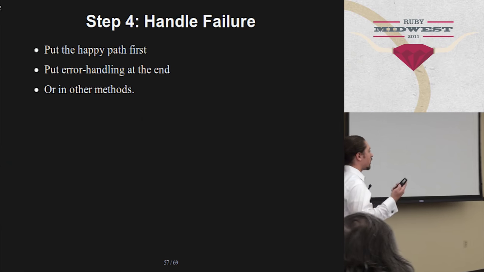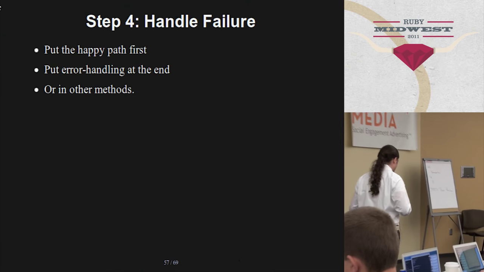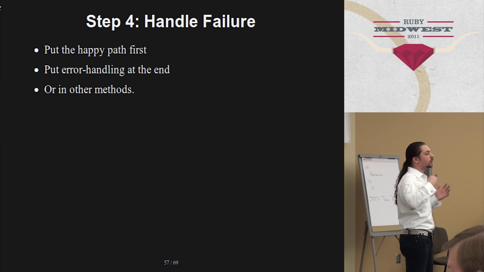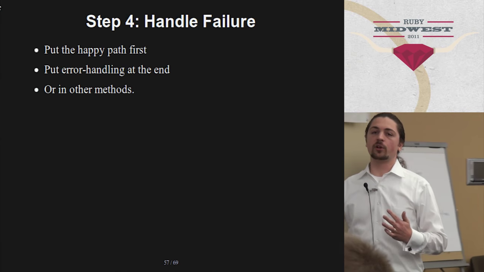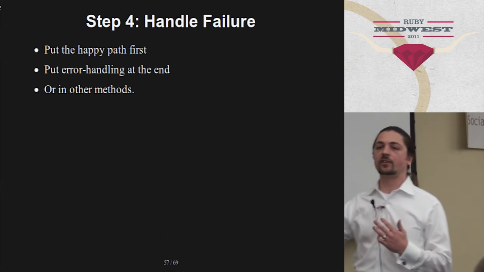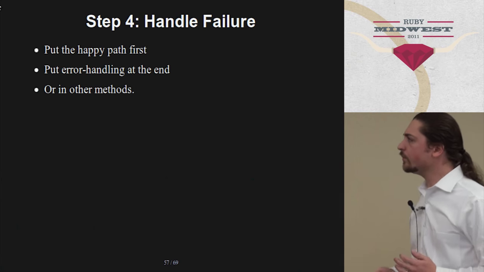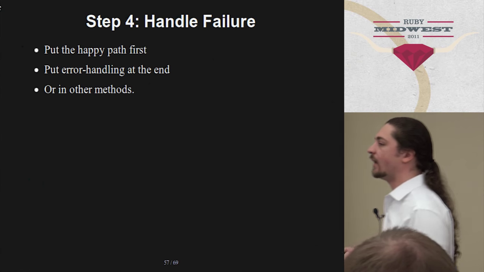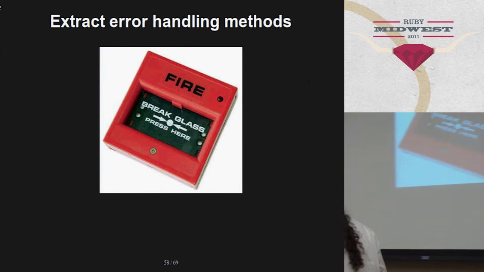All right, so that's our first three steps. Our final step is handling failures. And the first thing I'll tell you about this is try to put the happy path first. If you're reading through the code, you want to see what the code is supposed to do. You don't want to get distracted by all kinds of tangents about, oh, and this might happen here, oh, and this might happen here. What we want to do is try to put that failure handling at the end or isolate it out to separate methods.